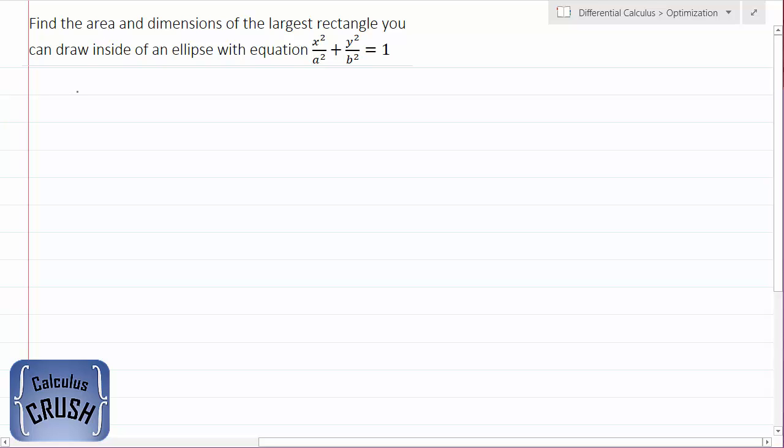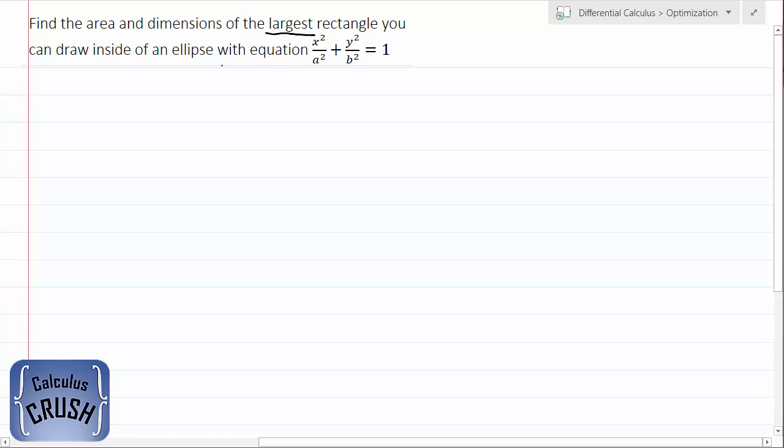Today we're going to be doing an optimization problem. What we're going to do is find the area of the largest rectangle that you can draw inside of an ellipse. This is just your standard equation for an ellipse. It's not the most general equation, but it's pretty close. We know it's an optimization problem because they're asking for some kind of superlative, for example, largest, smallest, fastest, shortest, highest. We're trying to maximize or minimize something. In this case, it's the area of a rectangle.